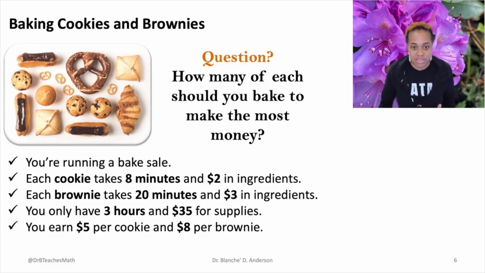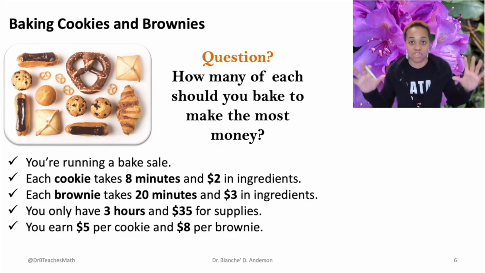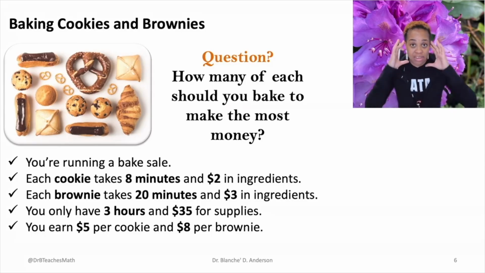If you notice, this is a linear programming situation because you have an objective. You want to make the most money, but you also have these limitations. You have time limitations. You have money limitations. You have budget limitations. So you have all these limitations that you take into account. I'll show you what it looks like mathematically, but right now I just want you to go with me.